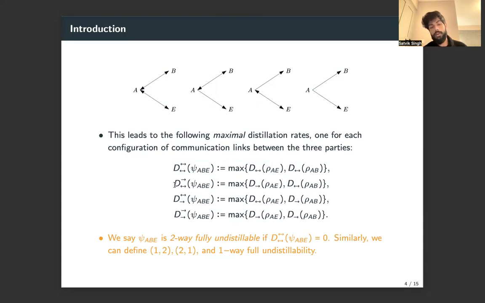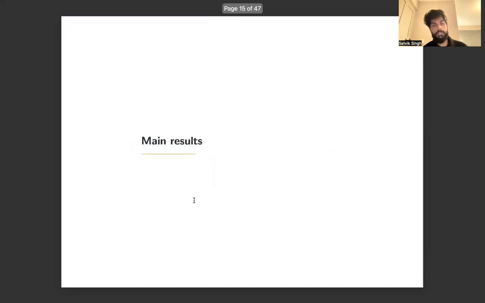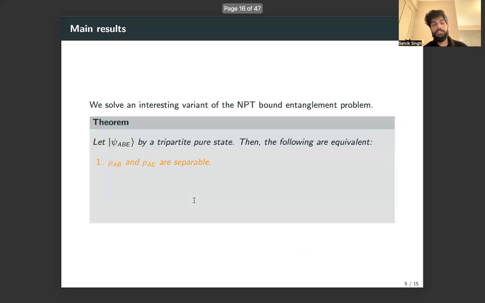Similarly, you can define 1-2, 2-1, and just simple one-way full undistillability by making the other 3 quantities 0. All right, so this is the basic setting. Now let me briefly describe what our main result says. Basically, we resolve a tripartite variant of the NPT bound entanglement problem. More precisely, we have a tripartite pure state psi that is shared between Alice, Bob, and Eve.